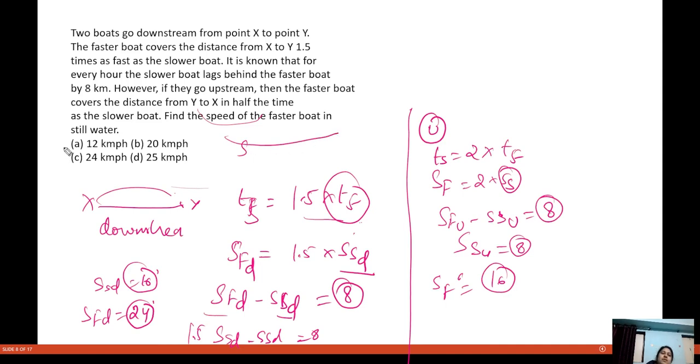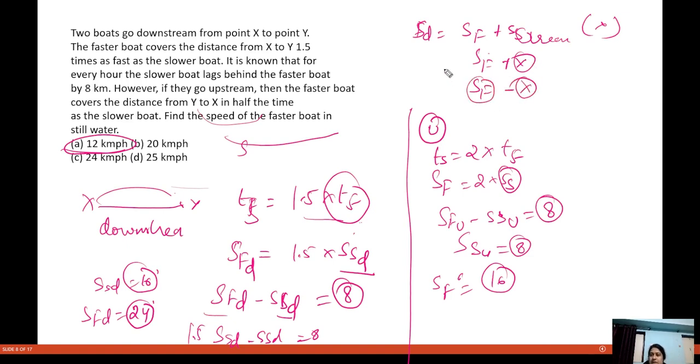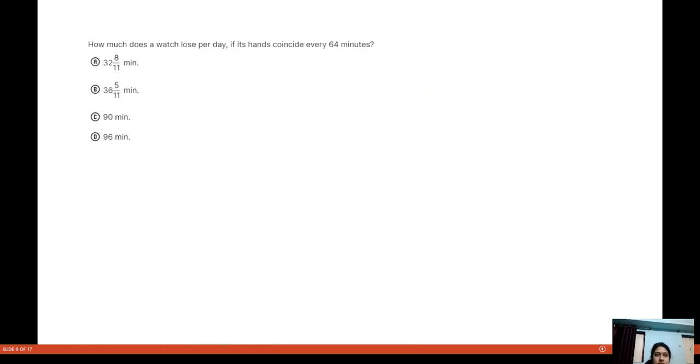But the speed of the faster boat in still water is asked. So actually the speed downstream is the speed of the faster boat plus the speed of the stream, which I am taking here as x, and upstream, the speed of the faster boat minus the speed of the stream. So here you got 24, here you got 16. When you add this, the stream speed gets cancelled. Your speed of the faster boat becomes 2SF equals 40, and that becomes 20. So you get your speed as 20 only. Okay, fine. So this is how you do these kinds of questions.